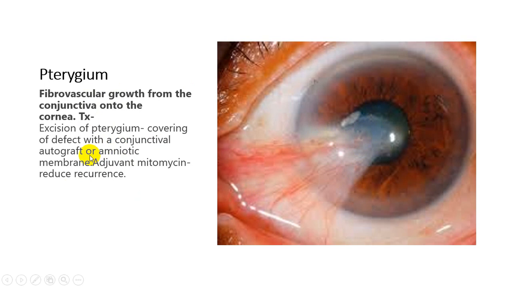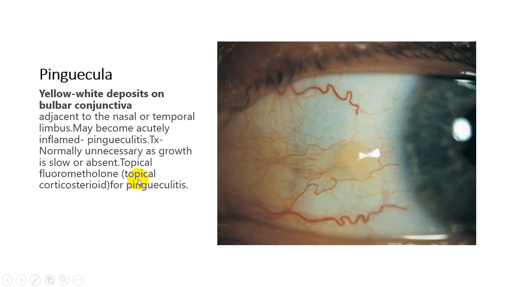You can do conjunctival autograft or amniotic membrane like this. In children, mitomycin reduces the recurrence.